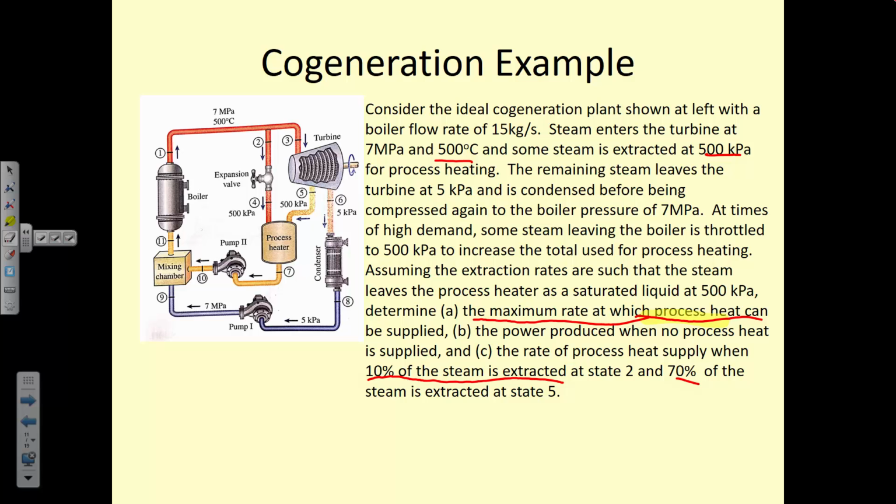All right, so let's go through and start figuring out states. There's a lot of states on this thing, right? 11? Ooh, a lot. Okay. So let's go with the ones that are easiest, like state 1, which is equal to state 2, which is equal to state 3. So it's 7 megapascals and 500 Celsius. We have H1 equals H2 equals H3, which is 3411.4 kilojoules per kilogram. And then S1 equals S2 equals S3 is 6.800 kilojoules per kilogram Kelvin.